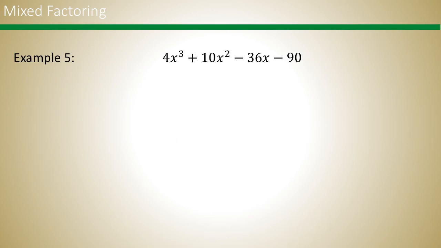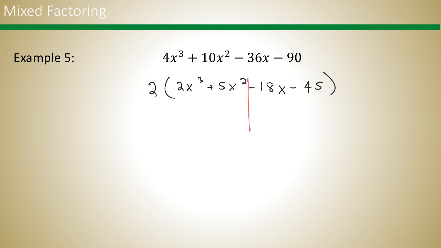Okay, one more example. So we have 4 terms. First thing to check, is there a common factor? And there's not. Actually, back up, there is a common factor. I can divide all of these things by 2. So we're going to pull this 2 out, and then we're left with 2x cubed plus 5x squared minus 18x minus 45. Okay, so now since we have 4 terms, let's factor by grouping.